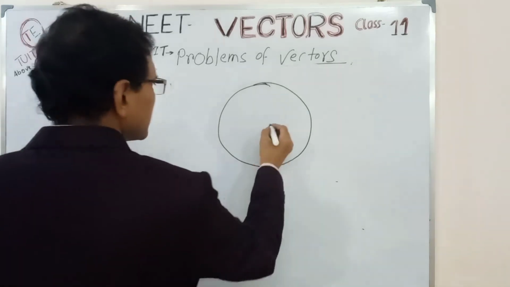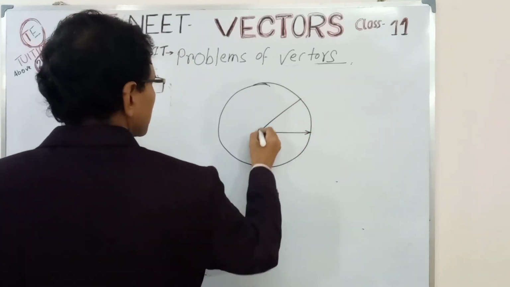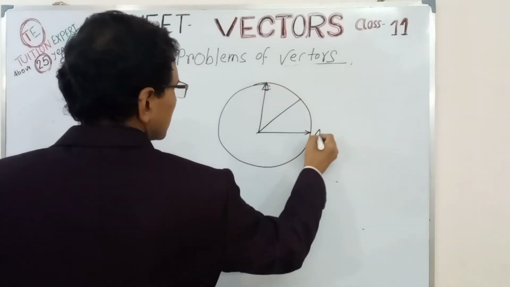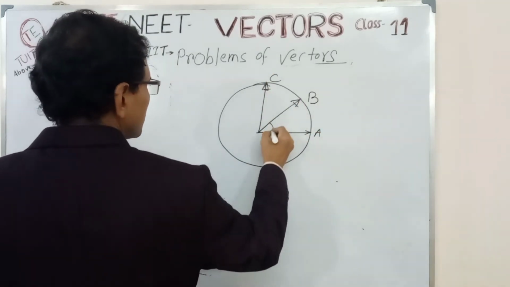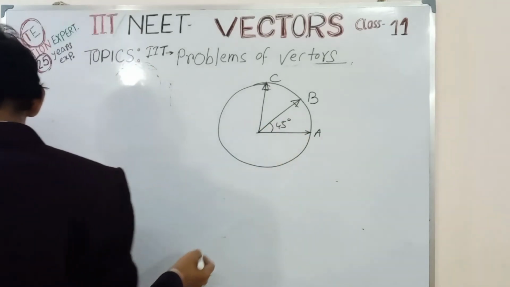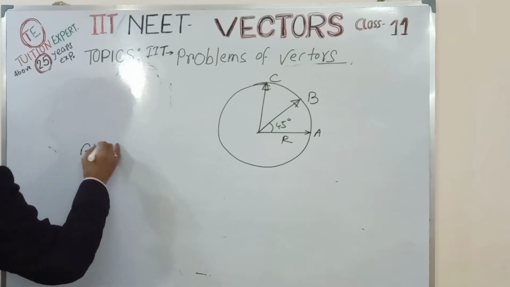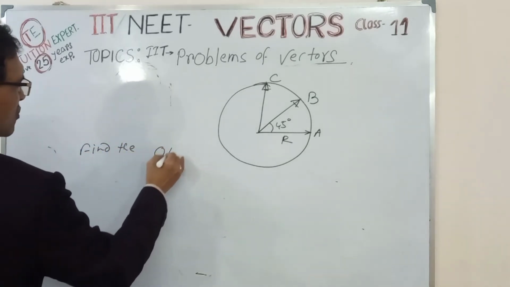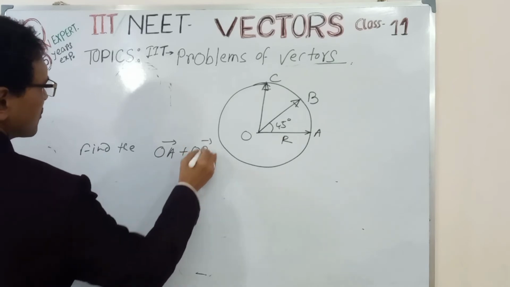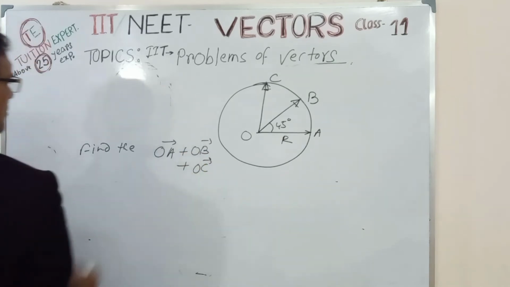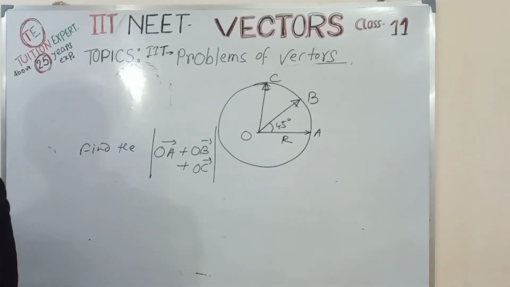Suppose a circle with points A, B, C. This is 45 degree and radius is R. Find the magnitude of OA plus OB plus OC.